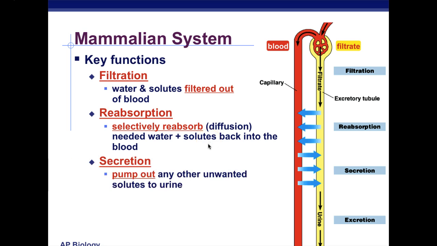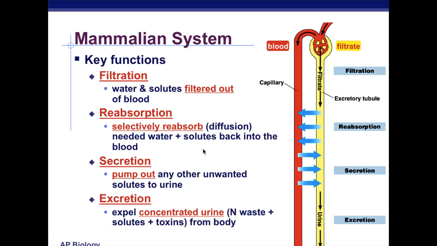Secretion, pump out any other unwanted solutes to the urine. So anything that remained in the blood that we want to get rid of, we pump out. And then excretion, we actually expel the concentrated urine, so the nitrogenous waste, excess solutes, excess water and toxins from our body in the urine.